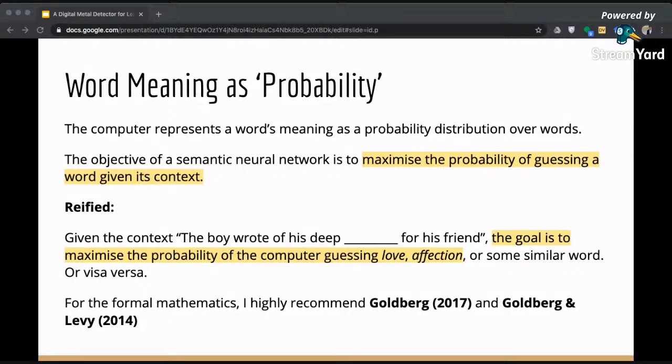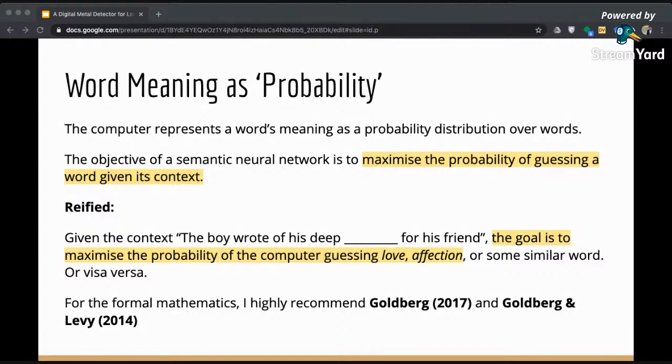So, a more concrete example of that. If you give the context, the boy wrote of his deep something for his friend, the goal of the algorithm is to maximize the probability that the computer will guess love or affection or some similar word, or vice versa. Given the word, it will be able to guess these contexts. This is done purely on the probability of encountering the word, because different words are clustered around different contexts, naturally in language. It doesn't mean the computer understands what the word means. The computer hasn't got any memory, it doesn't have any emotional capability, it doesn't understand the word. It just sees patterns in the use of the word.